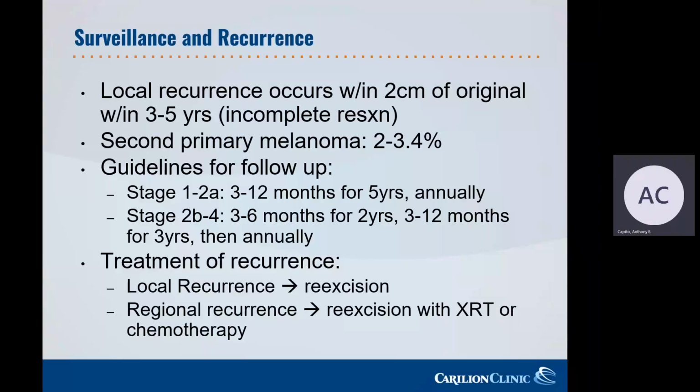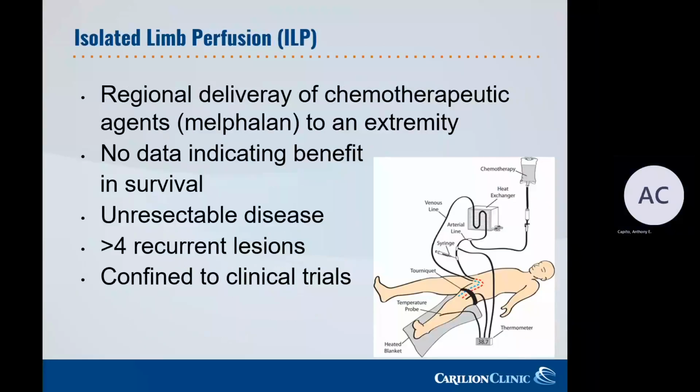And then treatment for recurrence, if it's a local recurrence, so within 2 centimeters of the primary, it's re-excision. If it's a regional recurrence, then it's re-excision with radiation or chemotherapy.